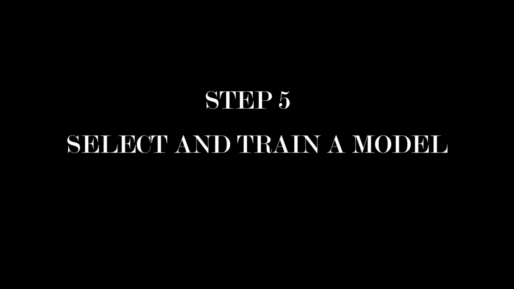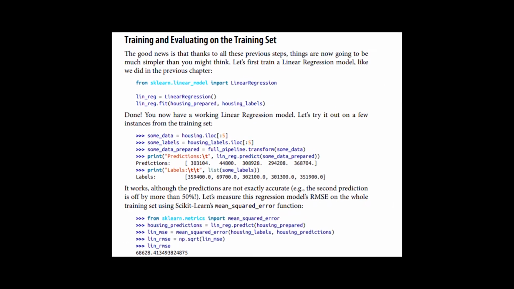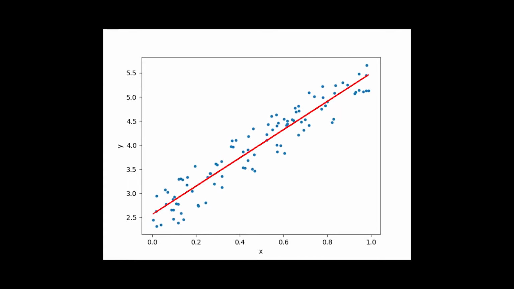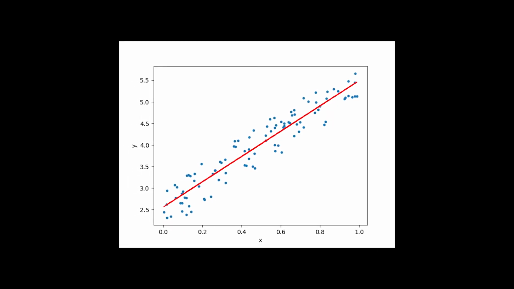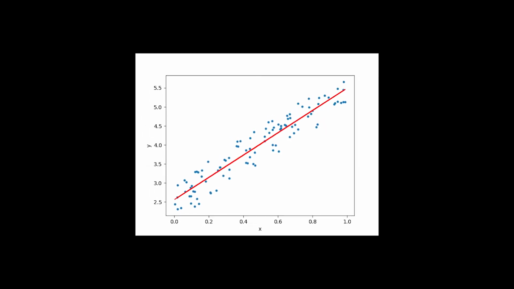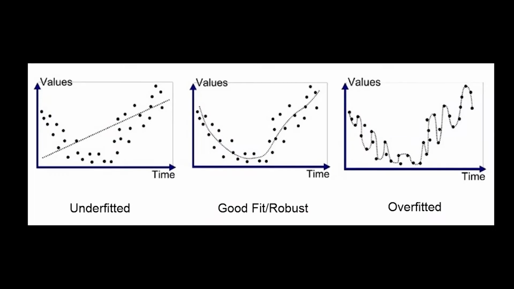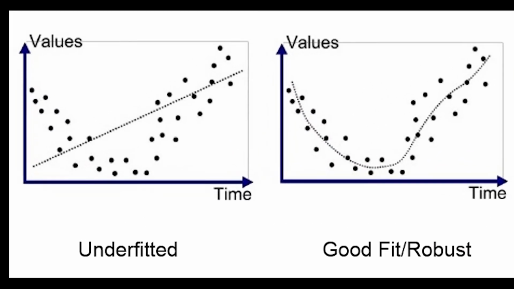Step 5. Select and train a model. Finally! The first model that we're going to try is a linear regression model. Linear regression attempts to model the relationship between variables by fitting a linear equation to the observed data. But will a straight line be able to describe the relationship between our attributes and housing price? Seems like not. The model is underfitting. So the model is not powerful enough.